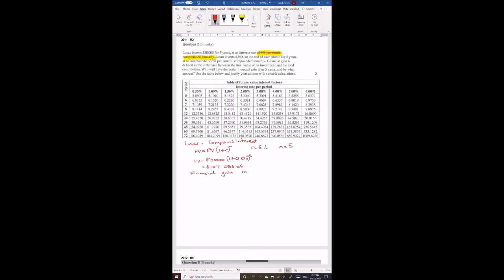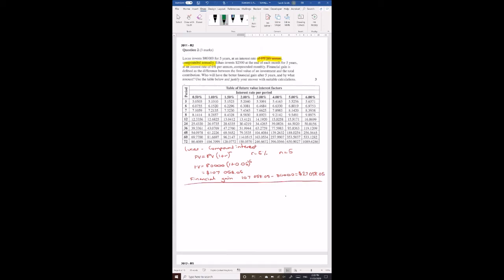His financial gain will be 107,058.05 minus the 80,000, which is $27,058.05. So that's Lucas finished. Ethan, he is our annuity.